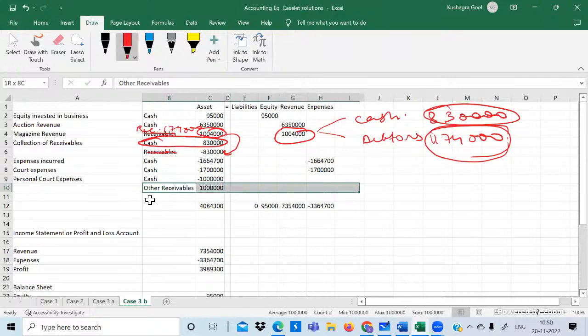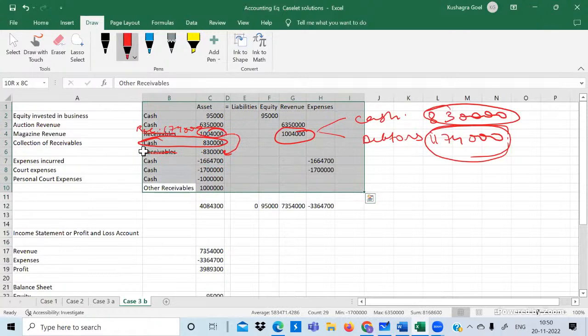So any questions on the accounting equation? Once this is ready, then you just have to make your income statement and your balance sheet.